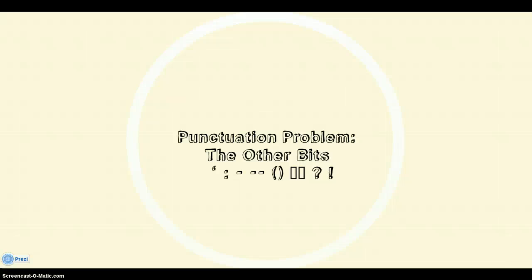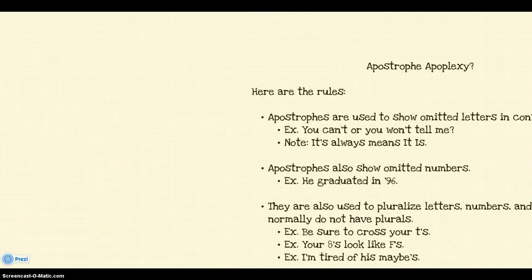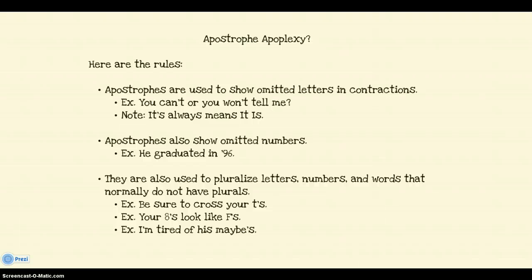All right, so now we're going to talk about the other bits of punctuation. That is the apostrophe, the colon, the hyphen, the dash, the parentheses, the brackets, the question mark, and the exclamation point. So let's jump right in with apostrophes here. Now, here are the rules. You use apostrophes to show that you have omitted letters in a contraction, for instance, in can't or won't.